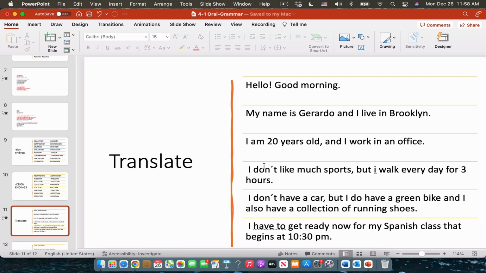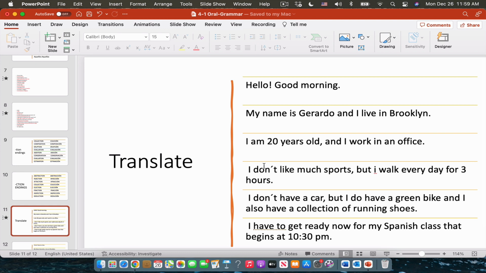And I also have a collection of running shoes. Y yo también tengo, I also have, una colección de zapatillas de correr. Running shoes is zapatillas de correr. I have to get ready now for my Spanish class that begins at 10:30 p.m. Tengo que prepararme, get ready, prepararme, now, ahora, para mi clase de español que empieza a las 10:30 de la tarde.